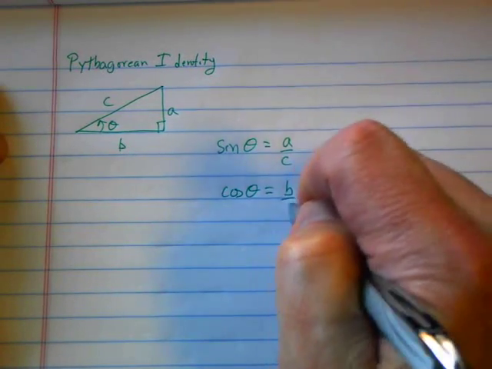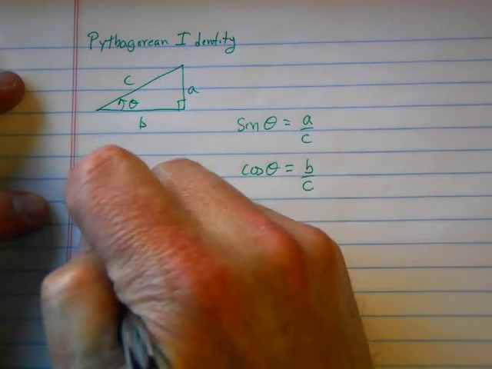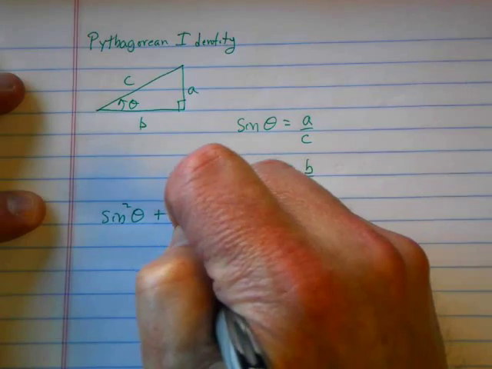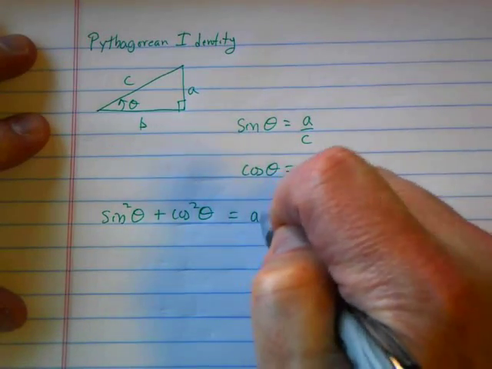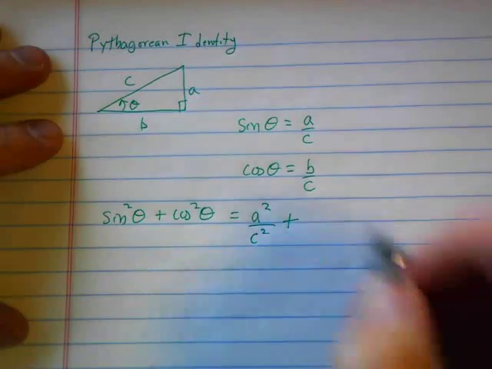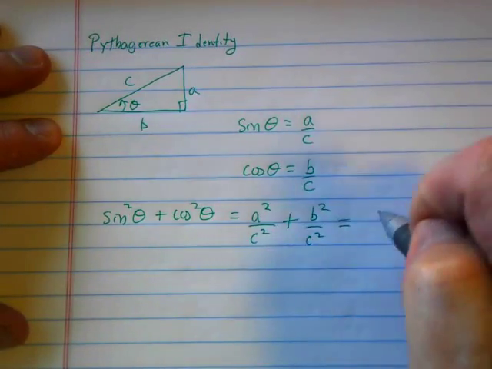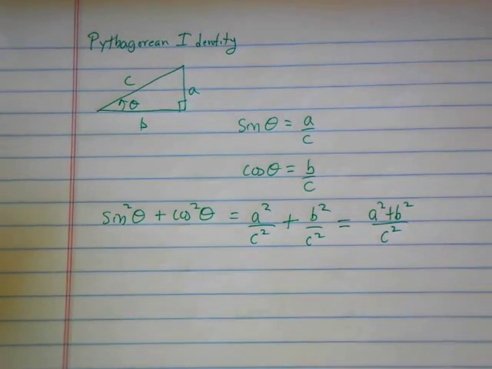B over C. All right, so here's the Pythagorean identity. I'm going to take sine squared theta and add cosine squared theta. Well, sine squared theta, that's going to be a squared over c squared. And cosine squared theta will be b squared over c squared. That's a squared plus b squared over c squared. And then this is why this is called the Pythagorean identity.